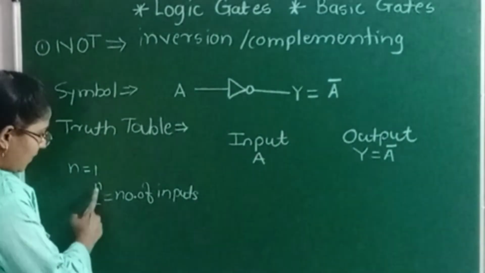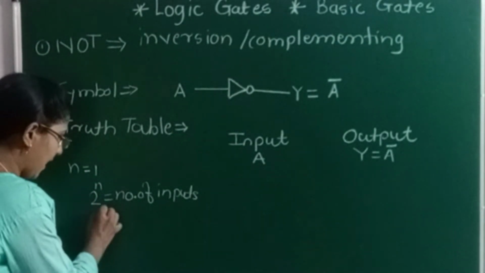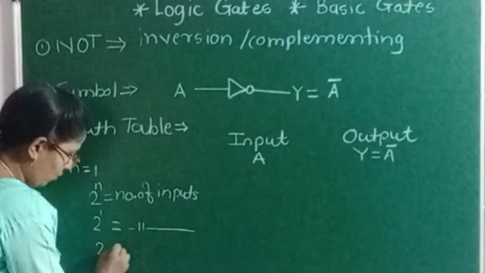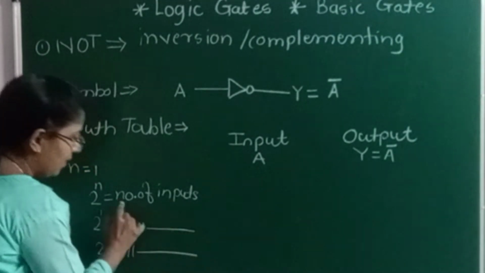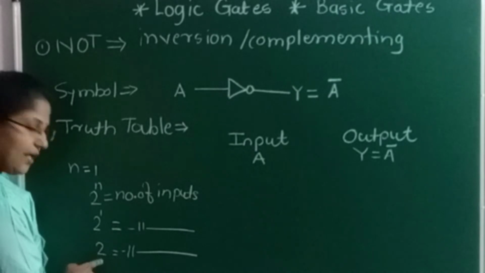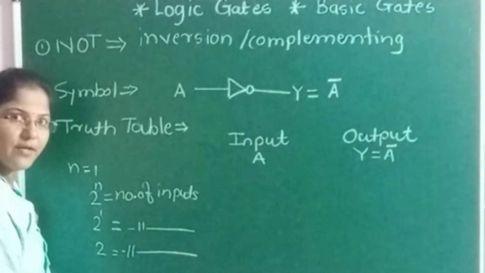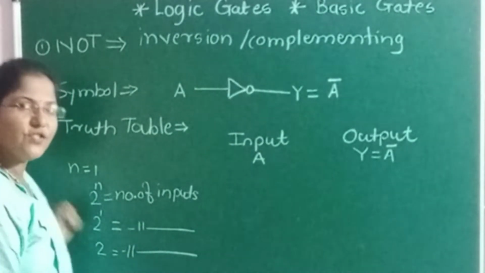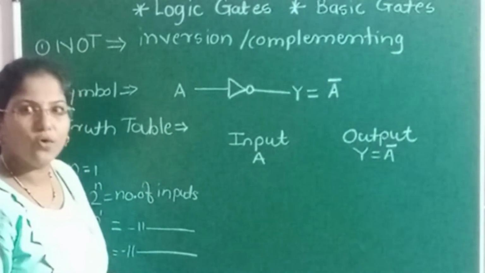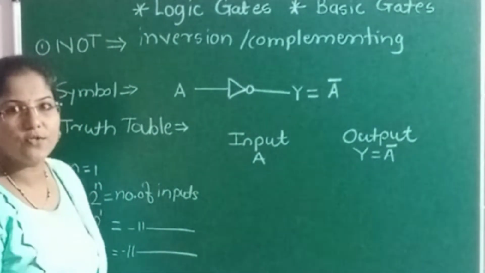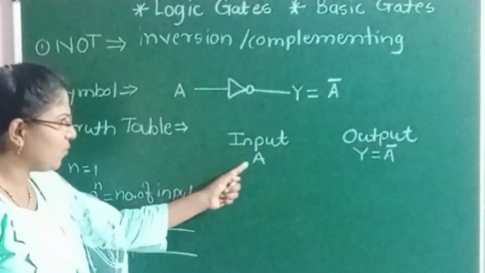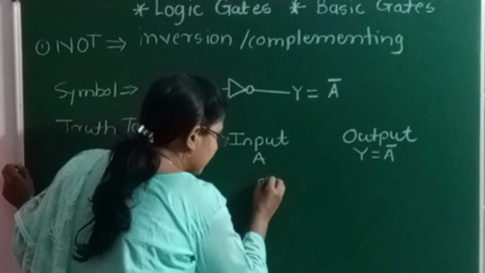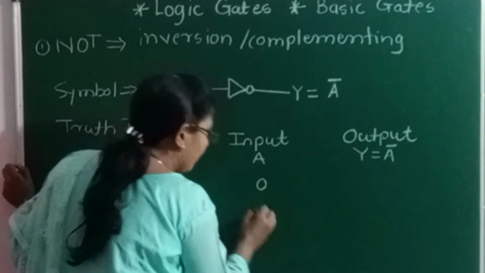So what is the value of n here? That is 1. So put the value of n. 2 raised to 1 is equal to 2. So the number of inputs for the NOT gate equal to 2. So what are those two possibilities of the input? Here you can see a single variable is there. So its value can be either 0 or 1. Why? Because we know in the binary number system only two symbols are used, that is 0 and 1. So there are only two possibilities. A can be either 0 or 1. So here I will write two possibilities. A can be either 0 or 1.